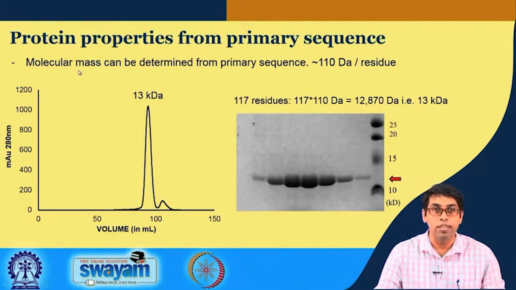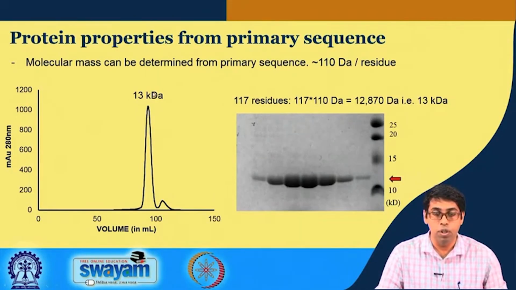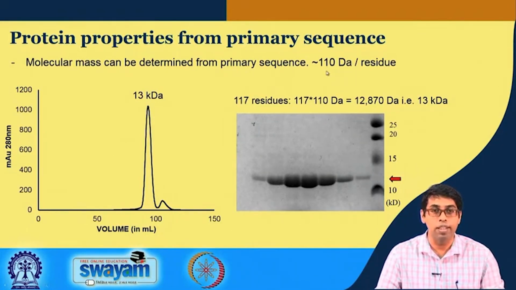The first one is the molar mass. If you know the sequence, the molecular mass of each amino acid is known, so you simply add the mass of all those amino acids and you get the molecular mass of your protein. It can be easily done through various programs available online. One quick way is, if you know the number of amino acids, you can multiply that by the average molecular mass of each residue. So, if you have 100 amino acids, you multiply by 110 Dalton and you get 11 kilodalton as the molecular mass of your protein.